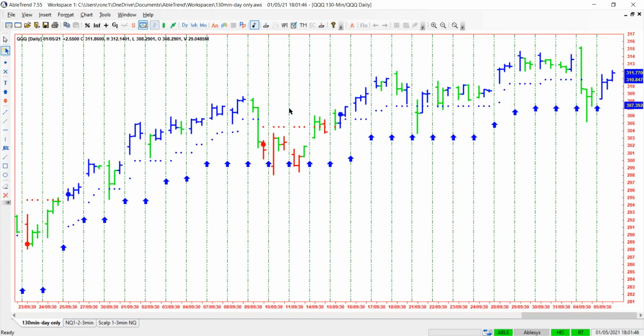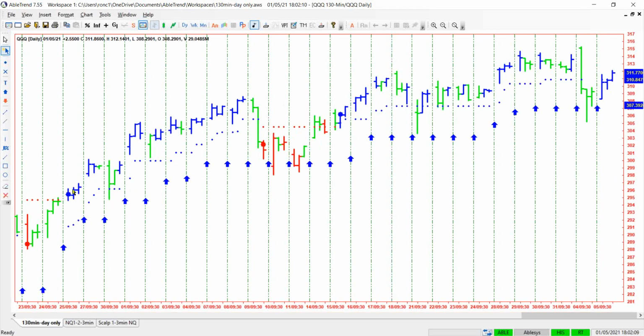This is called a no trade zone. We don't touch it. You've got a tug of war going on here. You've got red and blue on the chart at the same time. 130-minute is red, that's a downtrend. The blue arrow is an uptrend. So very simply, when you have red and blue together, it's a tug of war, and basically you go nowhere. So we don't touch that because Able trend only wants low risk trades only.